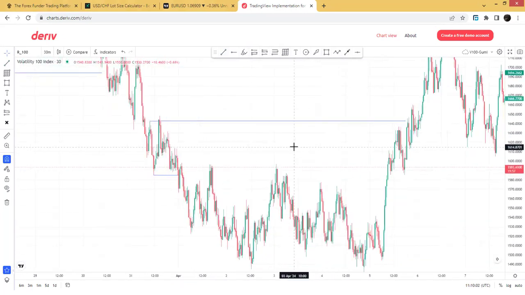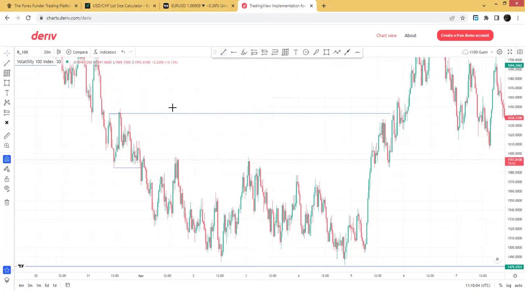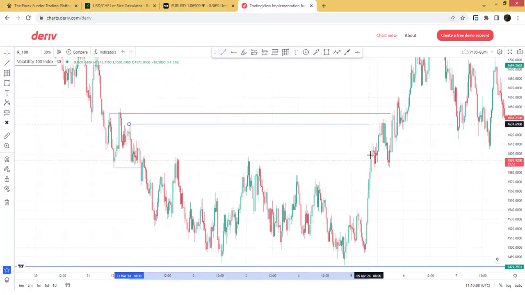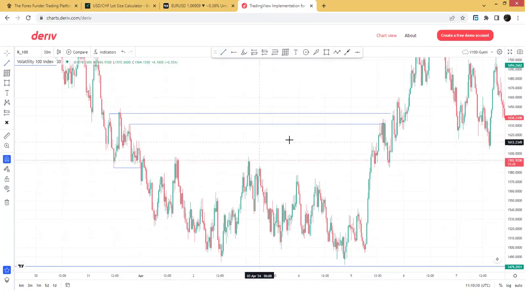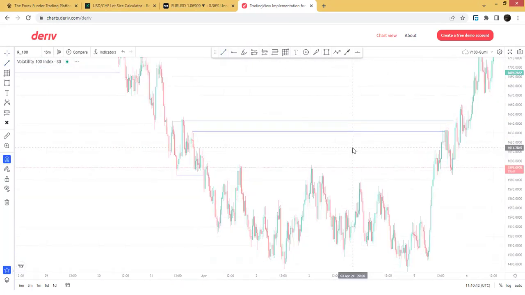Although this structural liquidity is kind of close, I'll still take it right there. Let's drop down to the 15 minutes time frame and see if we can see the POI a lot clearer.